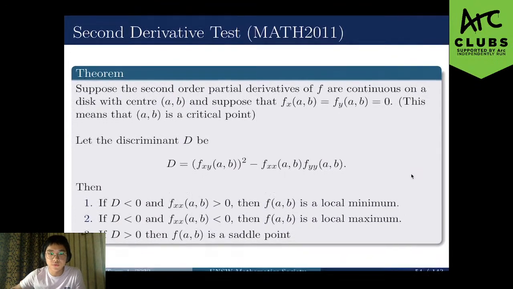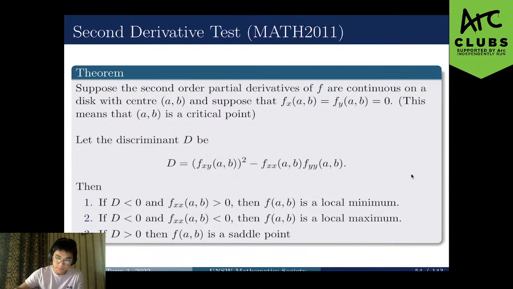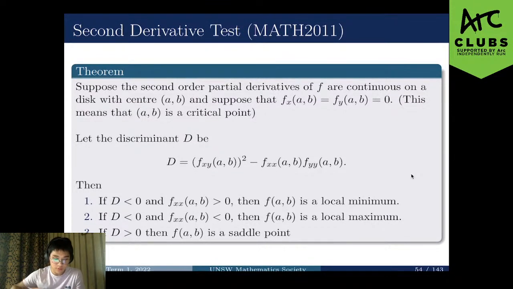Okay, so to classify critical points as either local minimums, maximums or saddle points, we use something called the second derivative test. Suppose the second order partial derivatives of f are continuous on a disk with center (a, b), and suppose that fx equals fy equals 0. That sentence just means that we know that (a, b) is a critical point. So we let the discriminant be equal to this. We find what fxy, fxx, fyy are, pop in the values and then refer to this. If the discriminant is less than 0, and if fxx is larger than 0, then the point is a minimum. Otherwise, it's a maximum. And if the discriminant is larger than 0, then we know that the point is a saddle point.